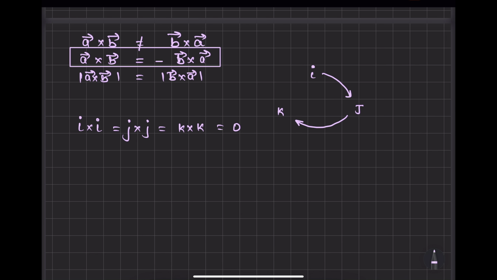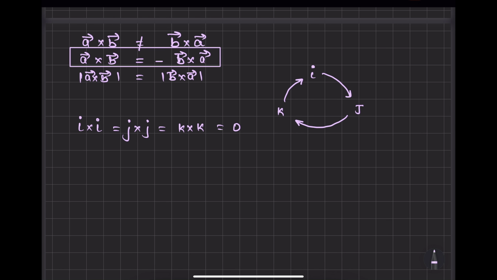If you go with J cross K, you will get I. If you go through K cross I, you will get J. But if the direction is reversed, you will get minus. Means I cross K will give you minus of J. I hope till this part is okay.